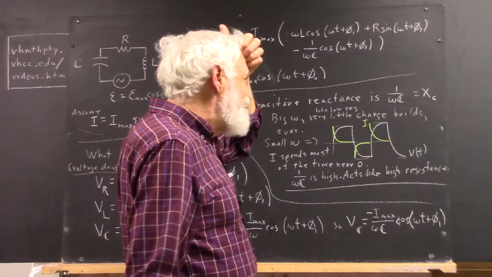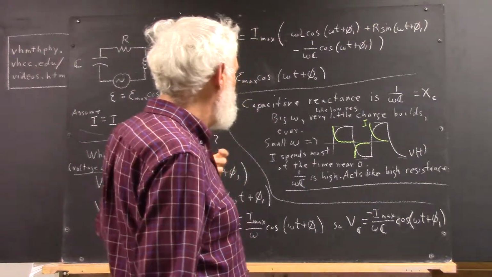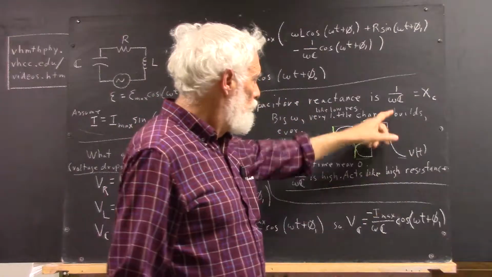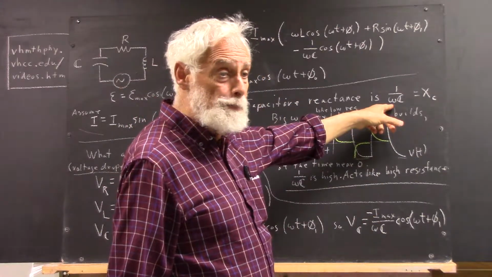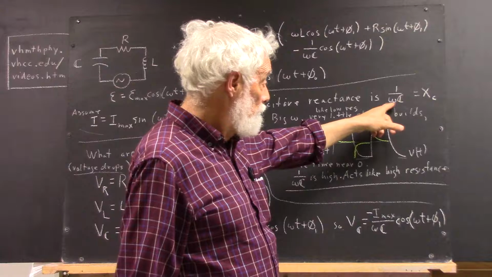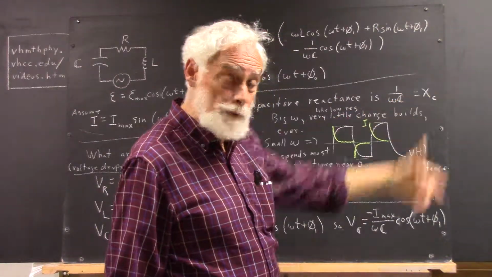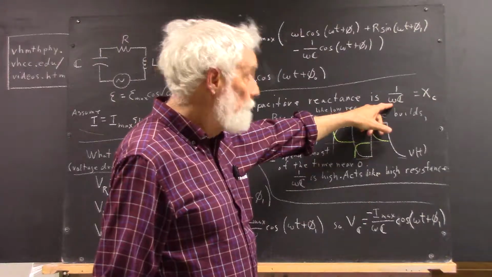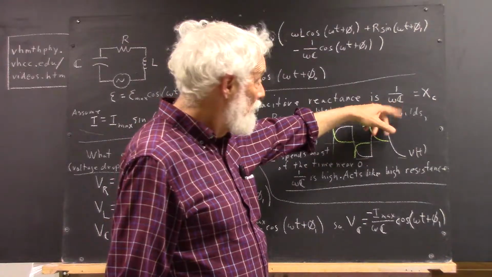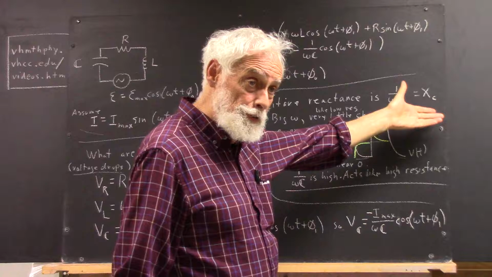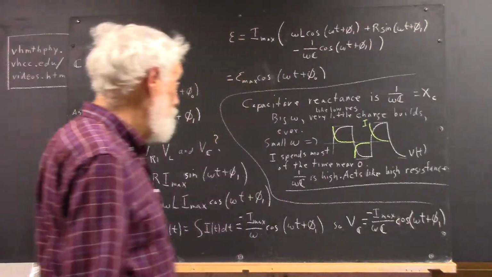So this capacitive reactance, when omega is very small, omega being in the denominator makes the capacitive reactance very big. And when omega is very big, that's going to make this capacitive reactance small. Now, why would that be?